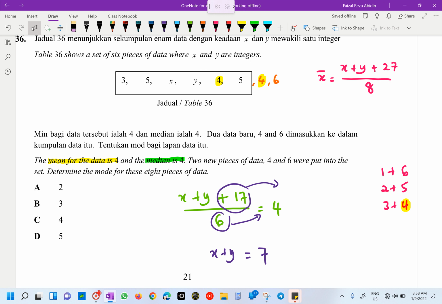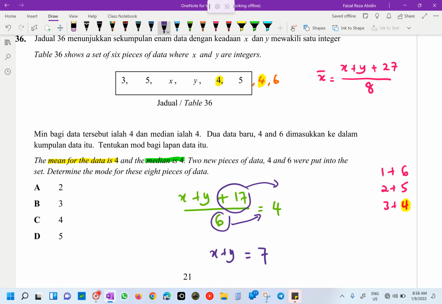Kejap. The mean. Wait, I cannot hear. Oh, we using median is 4, isn't it? Wait. Okay, boleh logik. Okay. Faham tak?